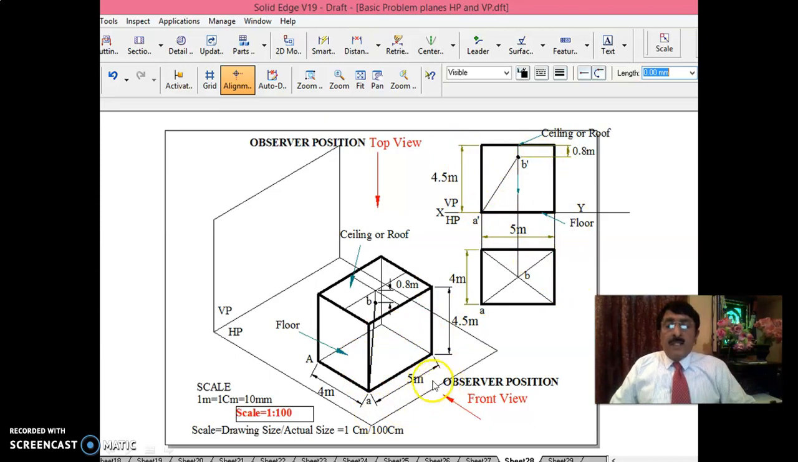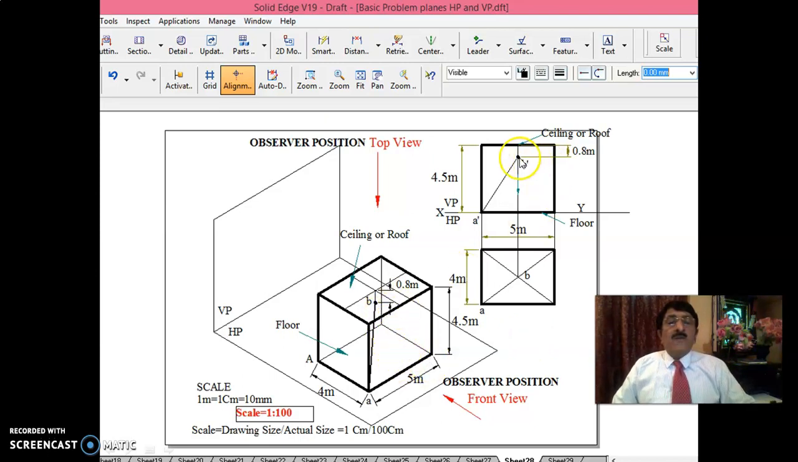Now, even if the room measures 10 into 9 into 8, this would have been the length, this the breadth and this the height. 10 into 9 into 8 means you take this as 10 meters, this as 9 meters and this as 8 meters. If it is 1 meter to 1 centimeter, this is 10 centimeters, this is 9 centimeters, this is 8 centimeters. In that way, if it is 1 to 200, whatever it is.